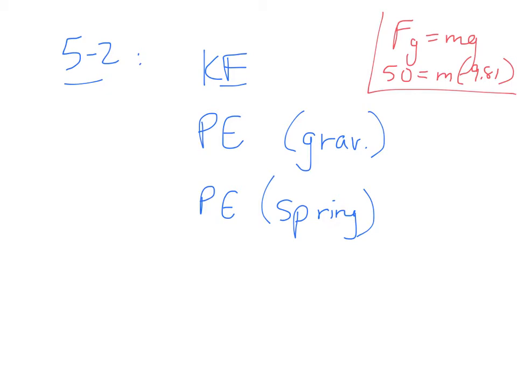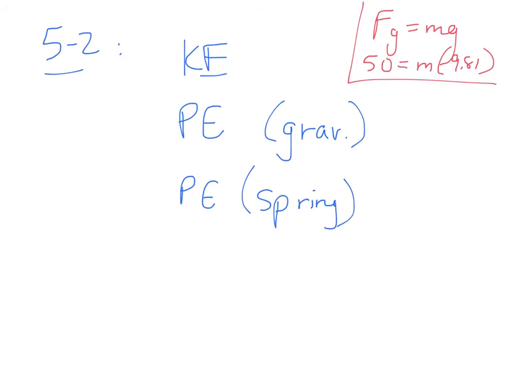So that's why I said to you just now, always divide by 9.81 when you're given the weight of an object. If the units say newtons, it's the weight. If the units say kilograms, it's the mass. Okay? Now, we have three formulas here: kinetic energy, potential energy, and then potential energy in the spring.